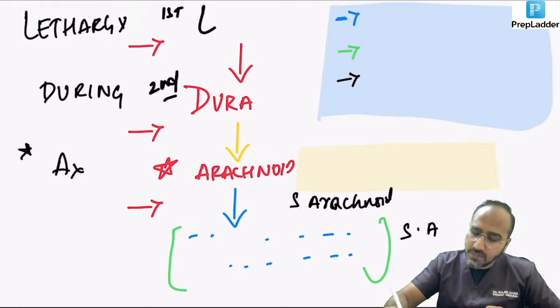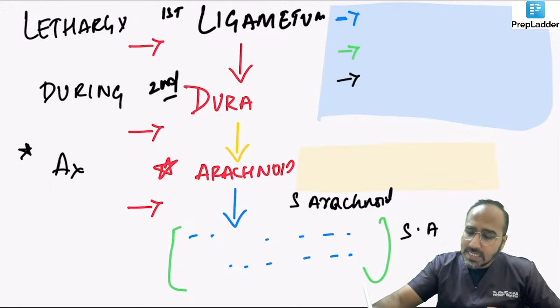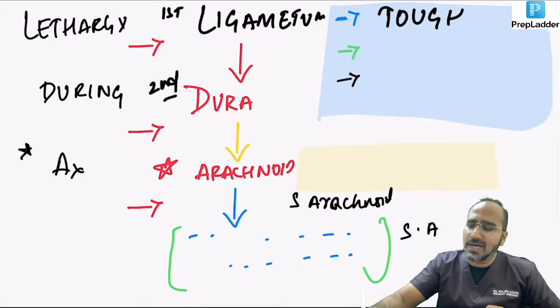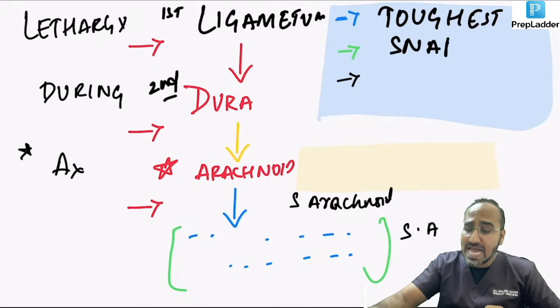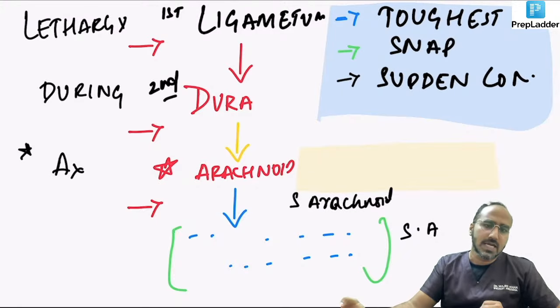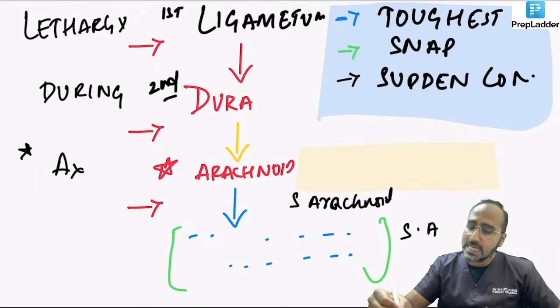Lethargy, L stands for ligamentum flavum. That is very, very important, guys. Ligamentum flavum is the toughest ligament. On piercing of this ligamentum flavum, you will feel a snap or a sudden LOR. LOR means sudden loss of resistance. Once you pierce the ligamentum flavum, you will come to know. The second pop you will feel once the dura is punctured.